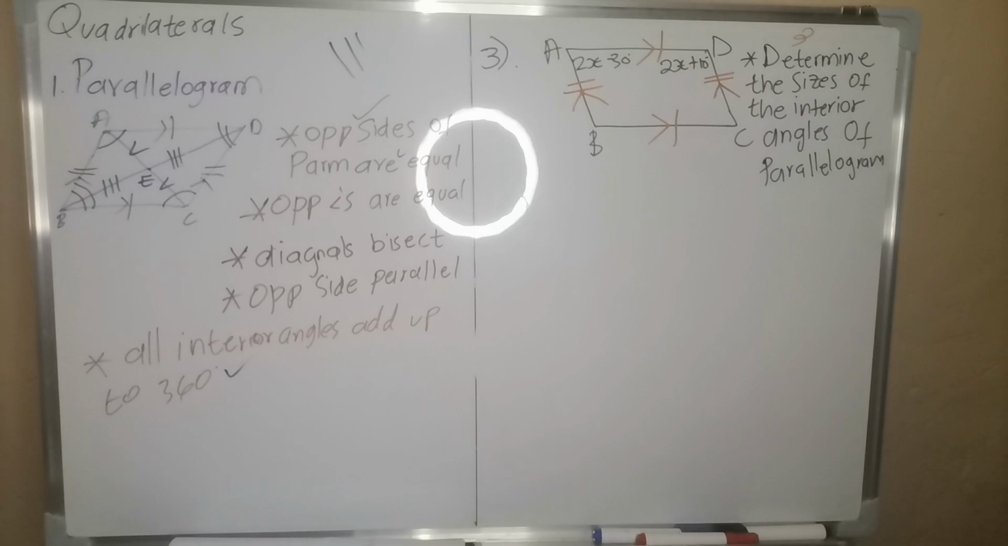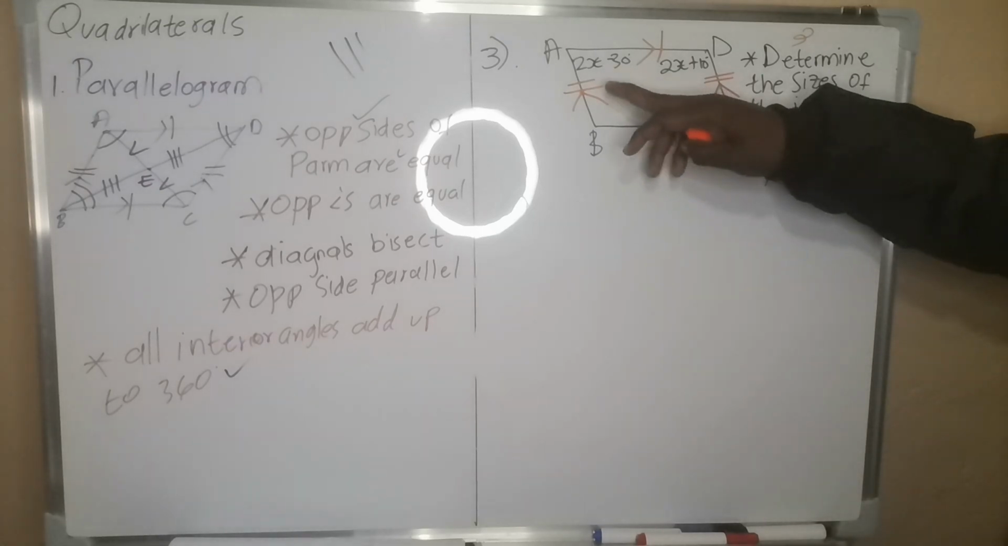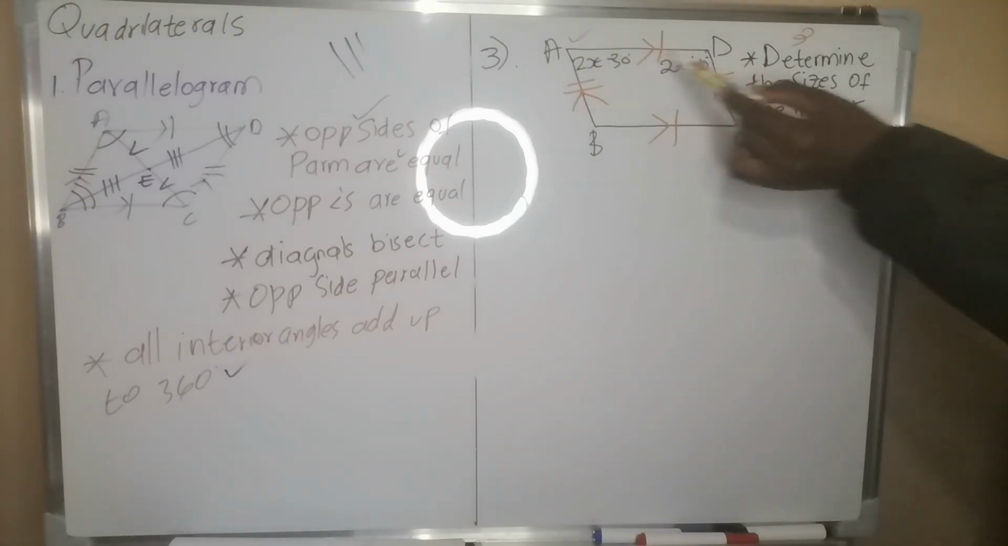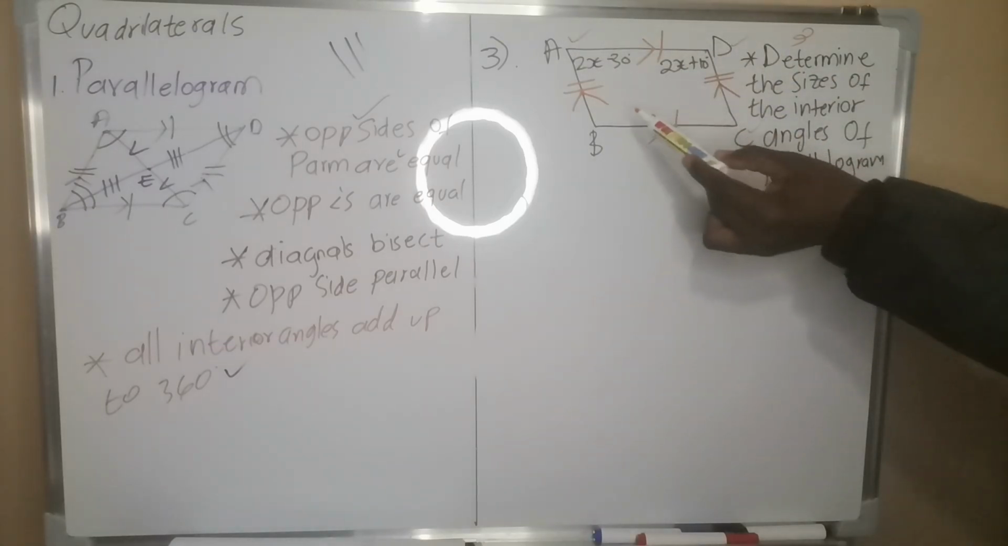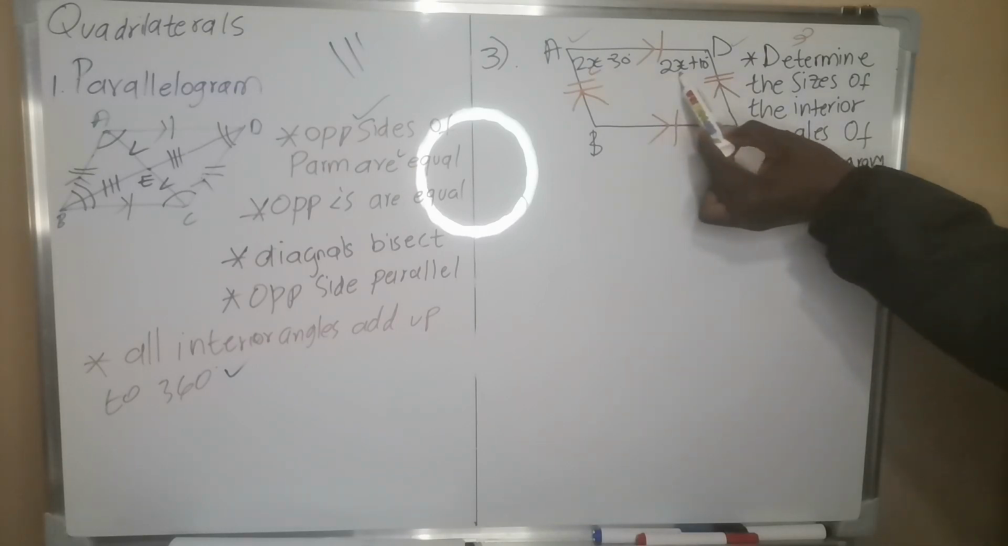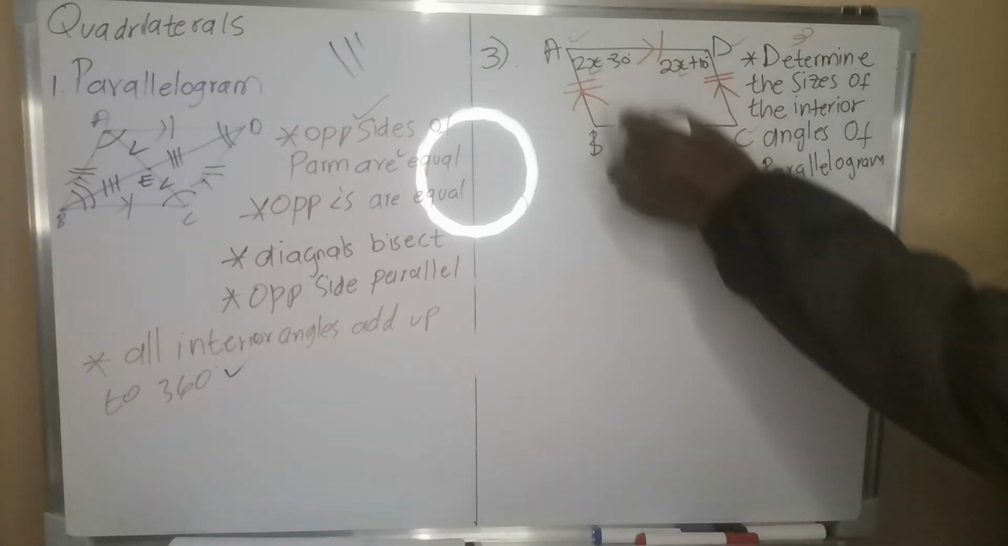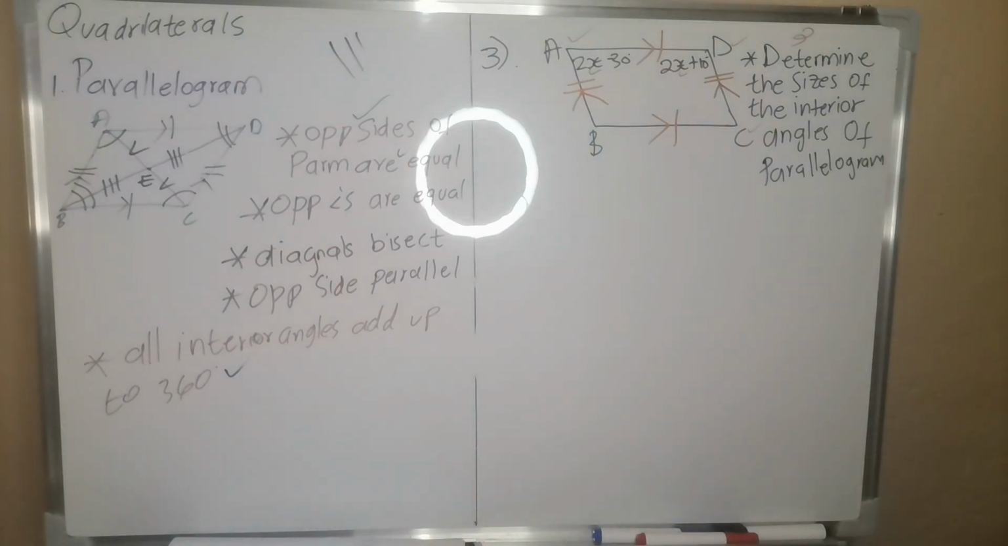Now, how can I find it? Here they say we determine the size of interior angles. We need to find the size of angle A, angle D, angle C, and angle B. But I have variables here. I have x here. How can I find angle A, B, C, D without involving that x? Very simple, ne? So first thing first, we need to find this variable x. Now let us do that.